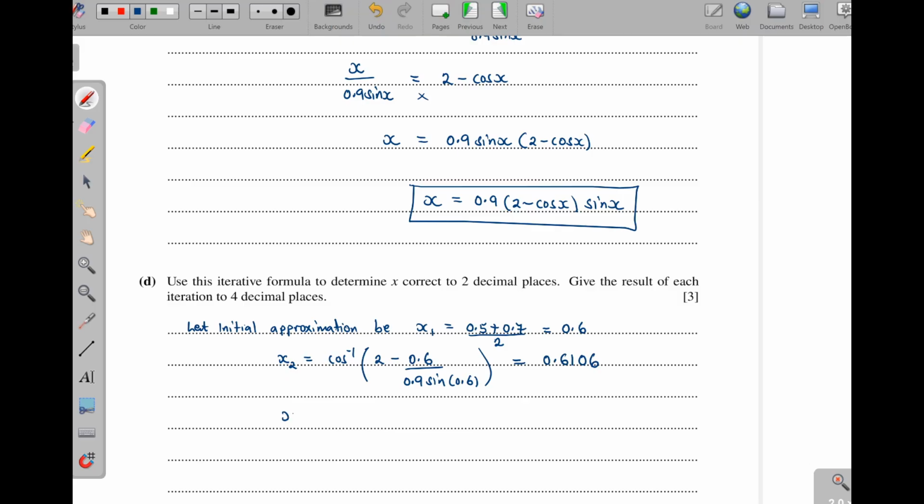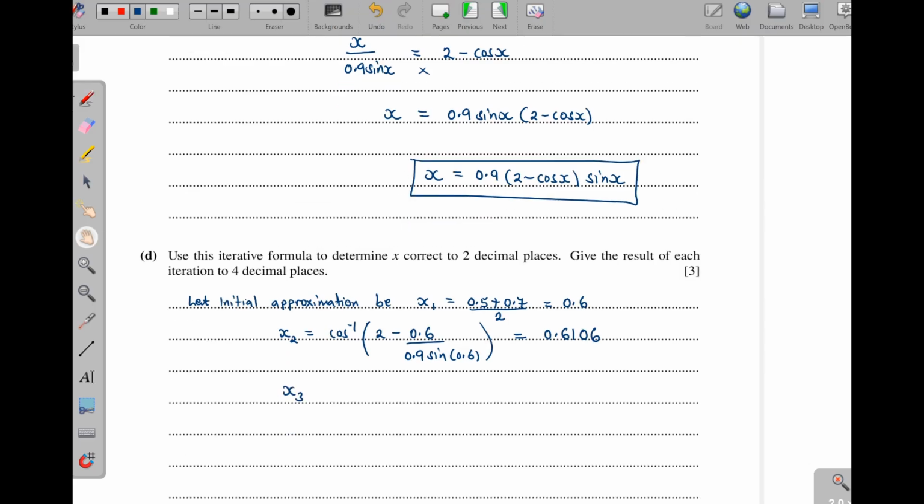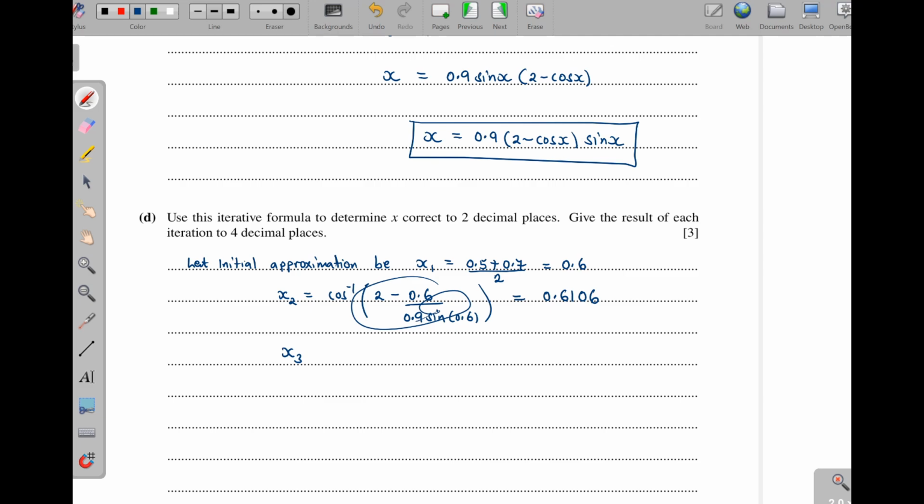0.6106. Then the next one, you don't need to again show the substitution. You write this one here. Sometimes the space they leave might not be enough for you to substitute every now and then. So the rest you just substitute those values you get. You just keep on iterating, okay? So long as you show the substitution in the first one, okay?